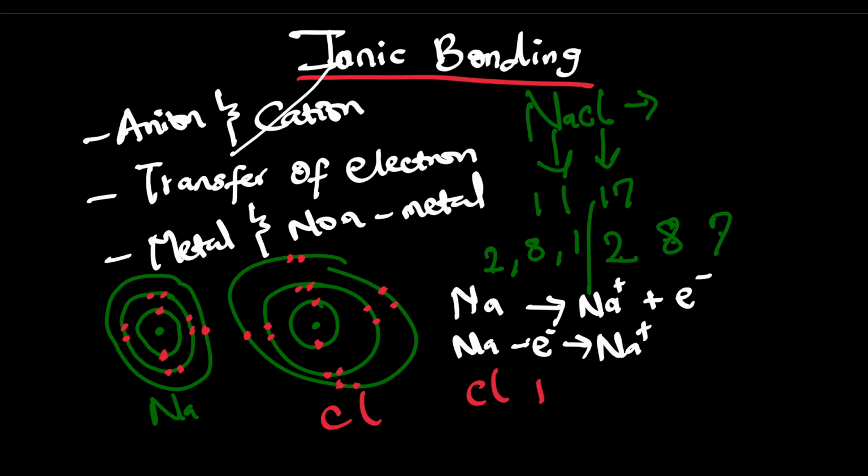Now, let's see how it goes. Cl, it has to gain 1 electron. So it's plus e minus. It's true. We give what? Cl minus. Are you getting the point now? Cl minus. Now I told you that in ionic bonding, we observe anion and cation, that is, they are present.